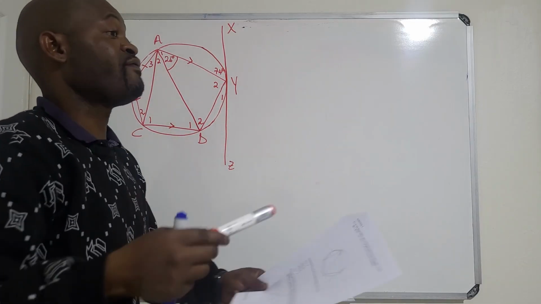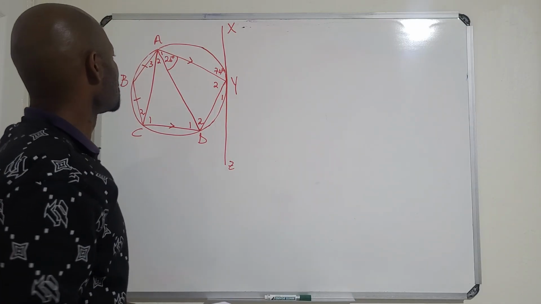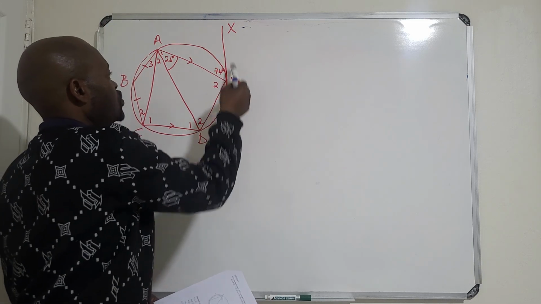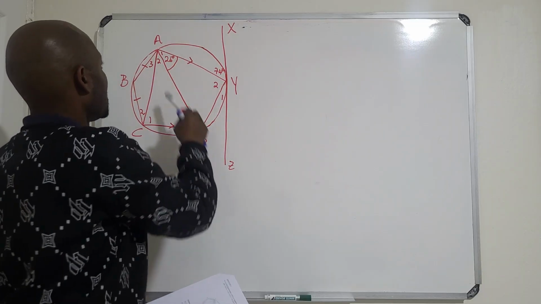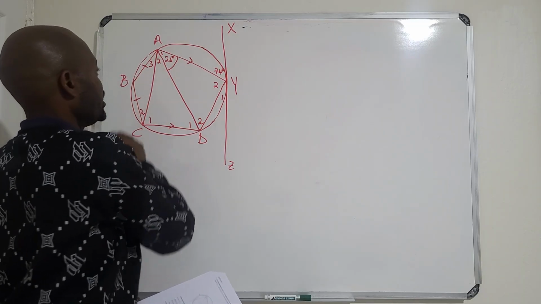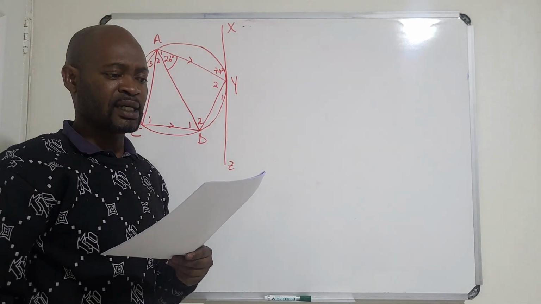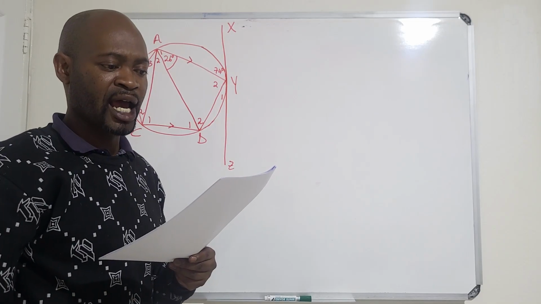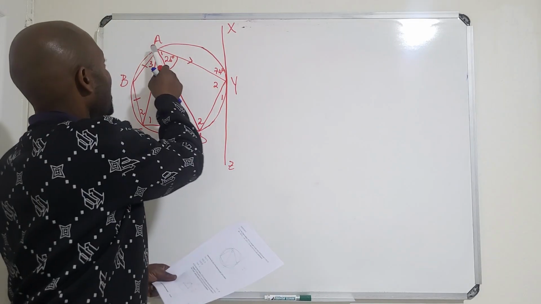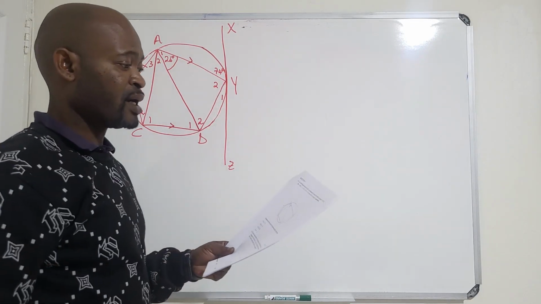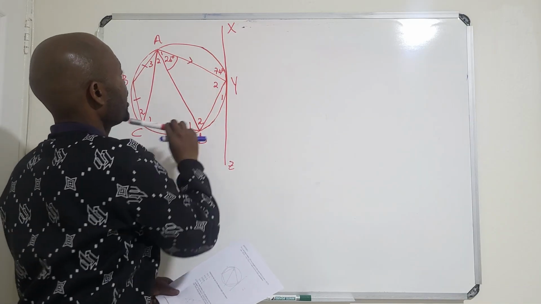A cyclic quad is a four-sided figure with vertices on the circumference. So here we're saying that XYZ is a tangent of the circle ADCB at Y. In the figure below, XYZ is a tangent to the circle ADCB at Y. AY is parallel to CD. Therefore, this is parallel to that.